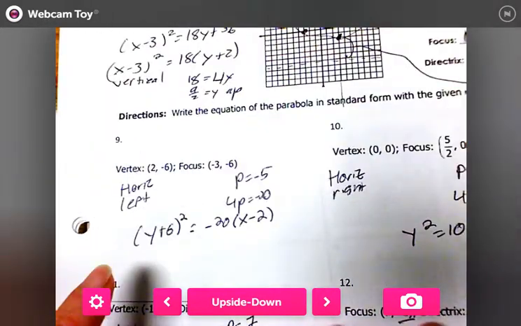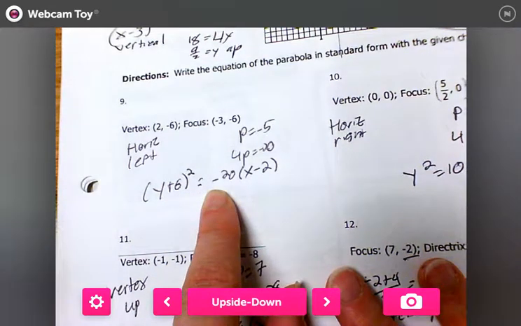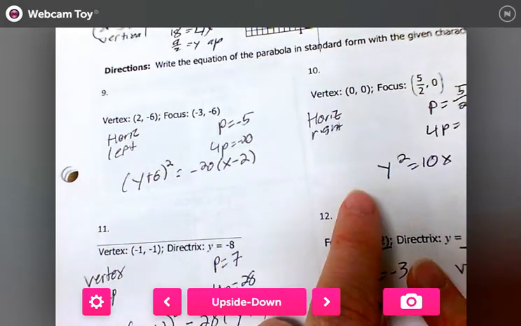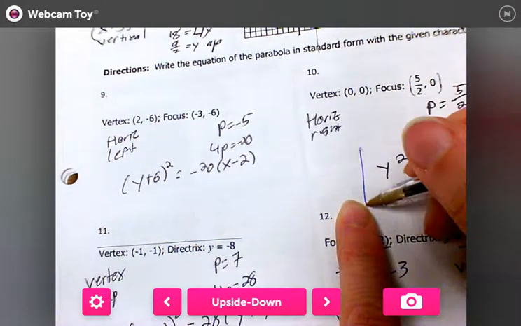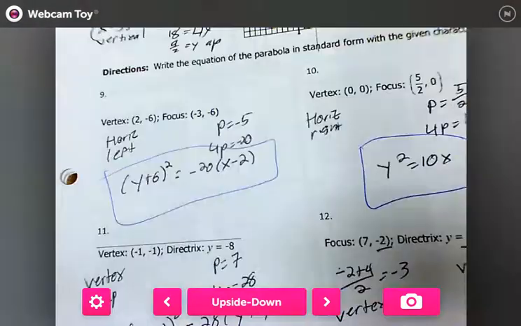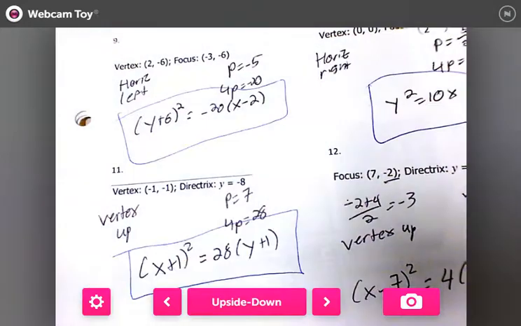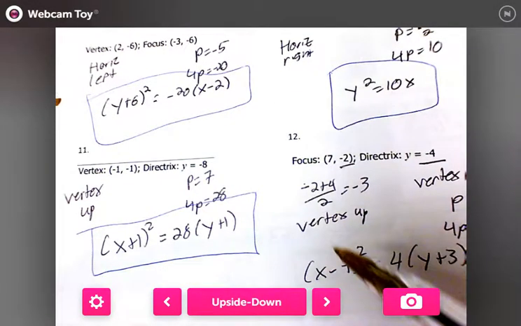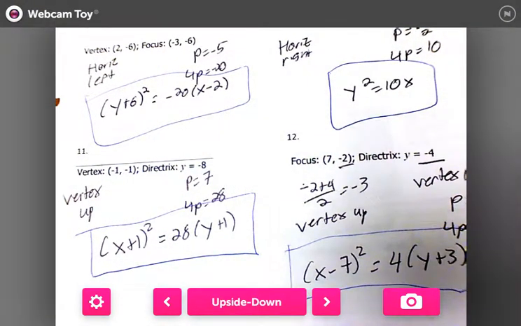Number 9, the equation is y plus 6 squared equals -20 times x minus 2. Number 10, it's y squared equals 10x. So these are the answers. Number 11 is x plus 1 squared equals 28 times y plus 1. And number 12, x minus 7 squared equals 4 times y plus 3.